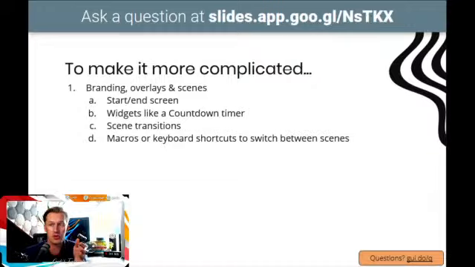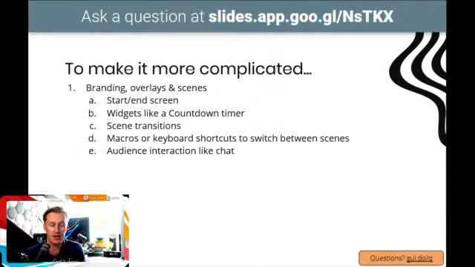You might want to use macros or keyboard shortcuts to switch between scenes. So instead of every time going into your studio software and clicking the right buttons to make that scene transition happen, you might actually want to use something like an Elgato Stream Deck, which has dedicated keys. You can just press one key to go to one scene and press another key to go to another scene, and dedicated buttons for that can be very, very useful.